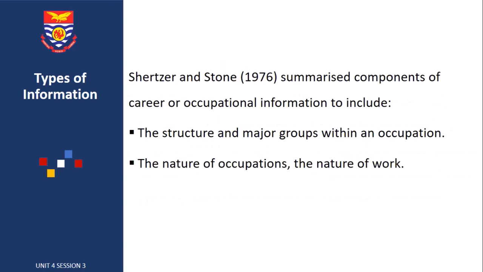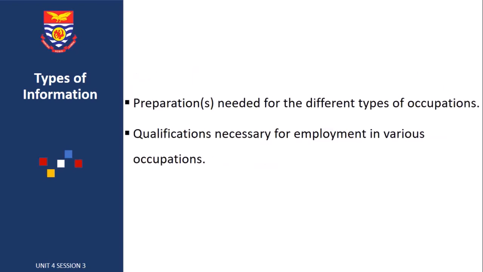So Schertzer and Stone 1976 summarize components of career or occupational information to include: 1. The structure and major groups within an occupation. 2. The nature of occupations, the nature of work. 3. Preparations needed for the different types of occupations. And then the next is qualifications needed or necessary for employment in various occupations.